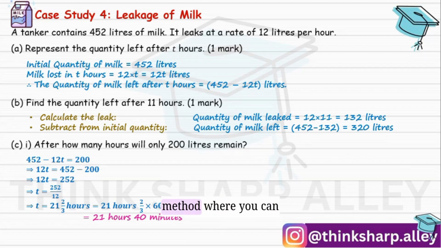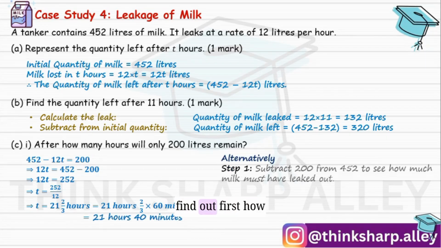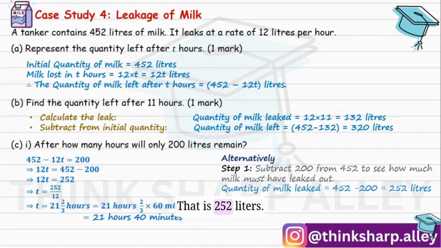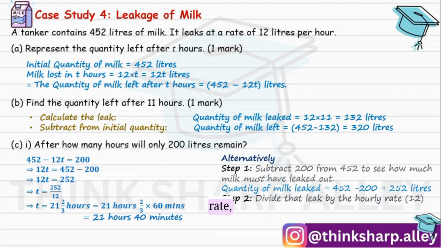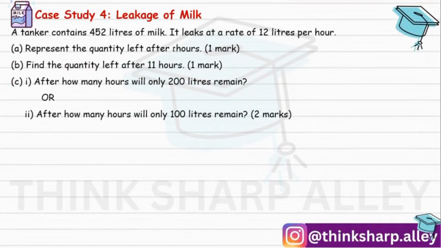Obviously there is an alternate method where you can find out first how much milk has leaked out by subtracting initial quantity minus final quantity, that is 252 liters, and now divide it by the hourly rate, which is 12 over here. So 252 divided by 12 will give me 21 hours 40 minutes. Now for part C. When will 100 liters remain?